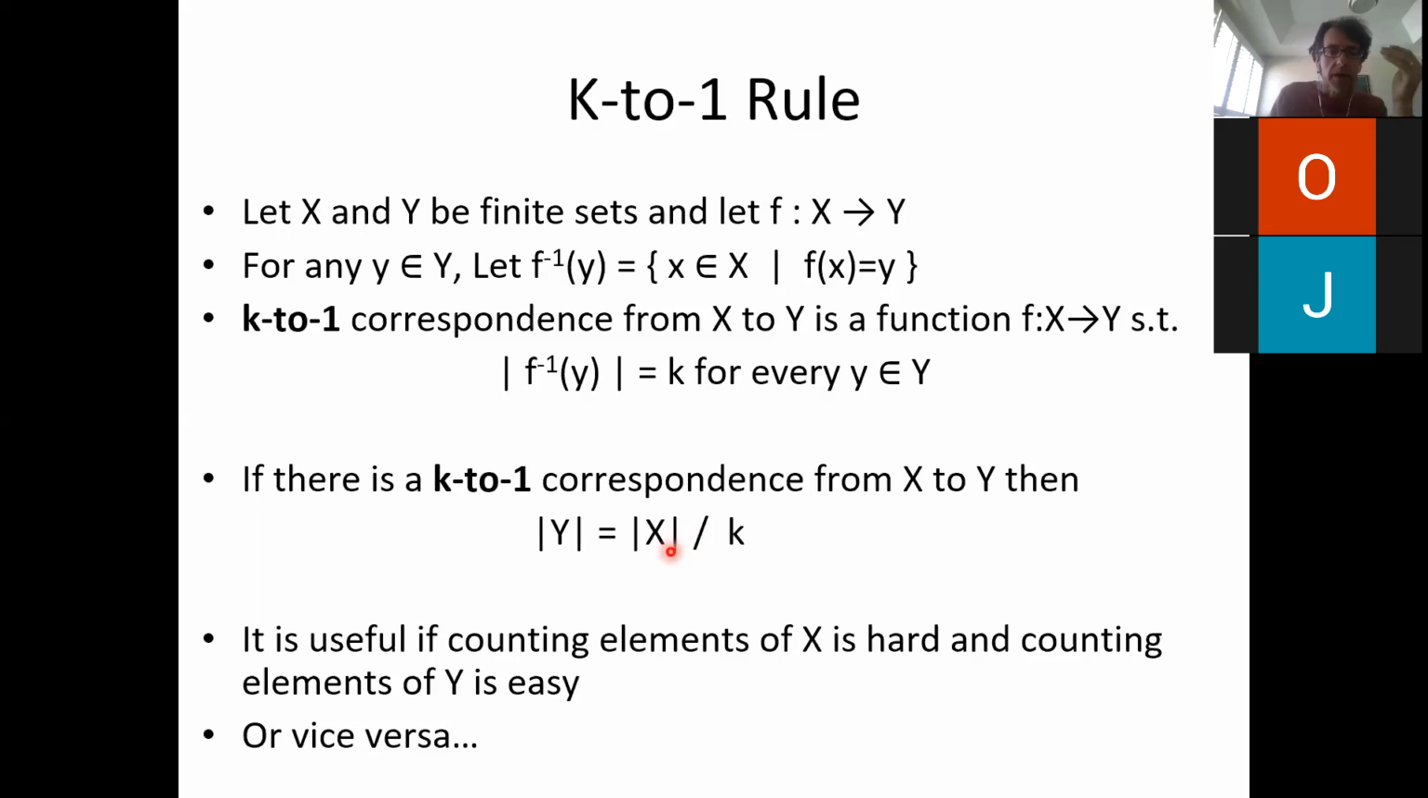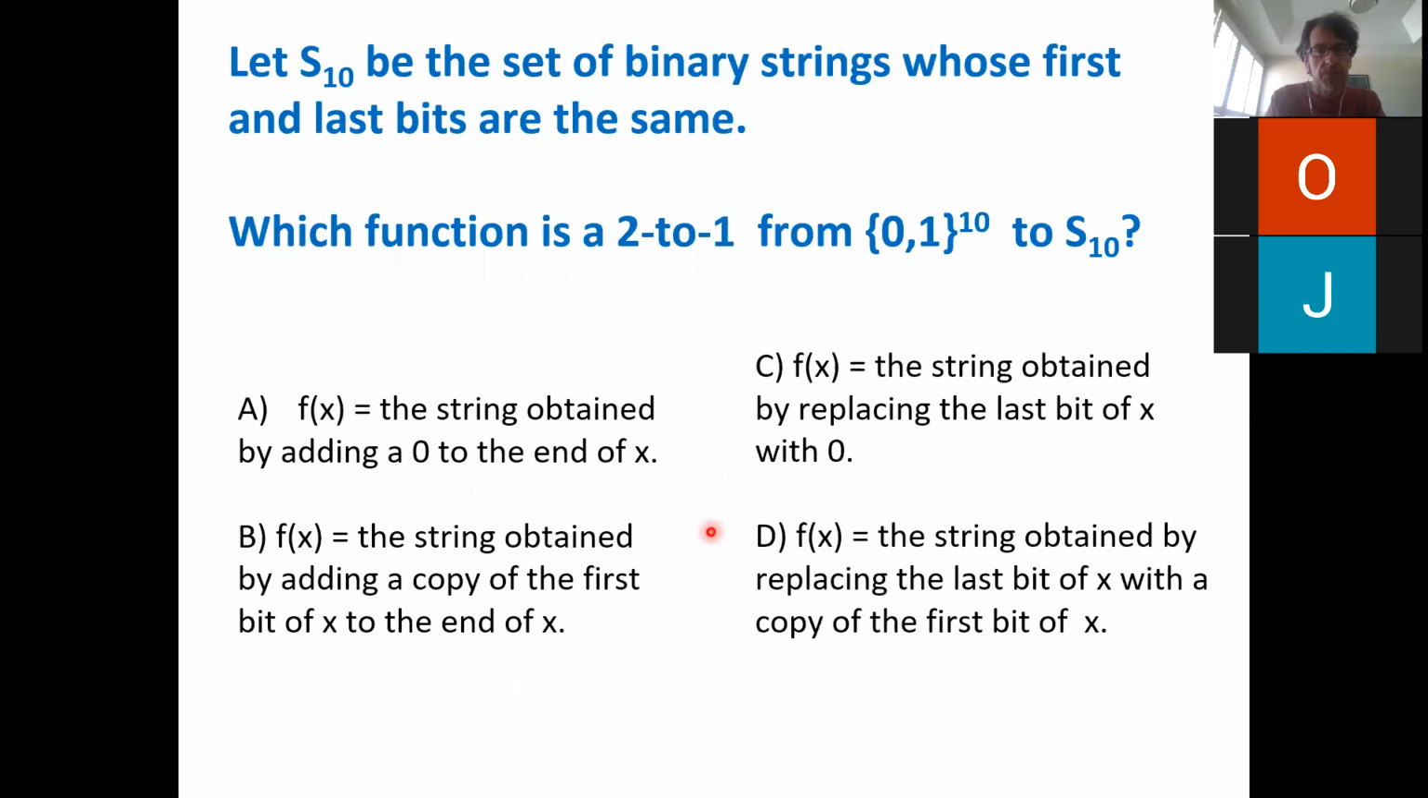The relation is this one between them, right? So either way, if you don't know how to count Y, but you can count X, this relation is useful. Or vice versa. It's a generalization of the bijection rule. Instead of 1-to-1 correspondence, you have k-to-1 correspondence. And it will be helpful in either direction.